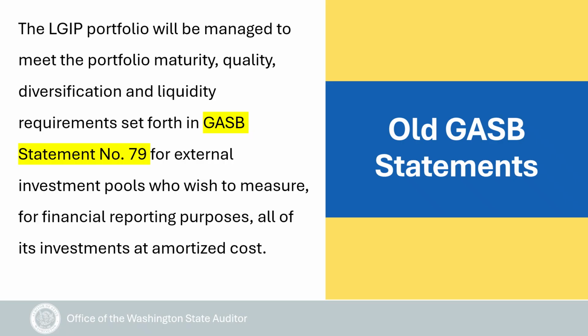For example, this disclosure states that portfolio maturity, quality, diversification, and liquidity requirements set forth in GASB Statement number 79 are met. A way to not reference a statement that was implemented a decade ago is to say something like the LGIP portfolio is managed to meet the portfolio maturity, quality, diversification, and liquidity requirements for external investment pools.